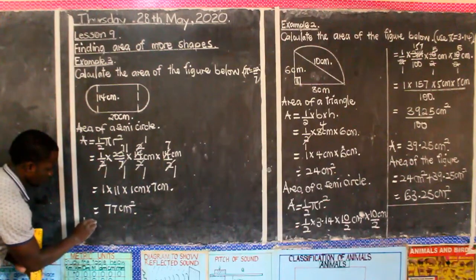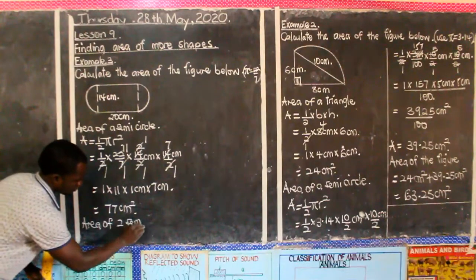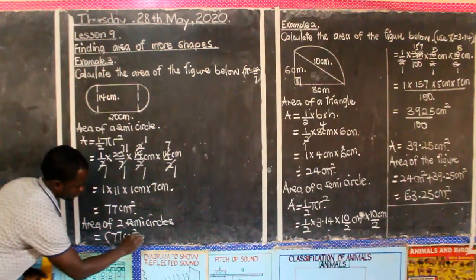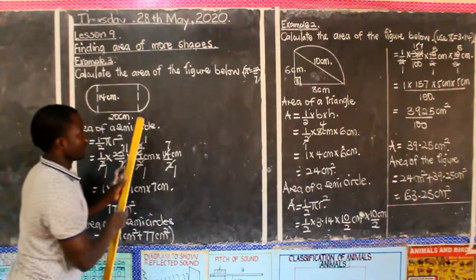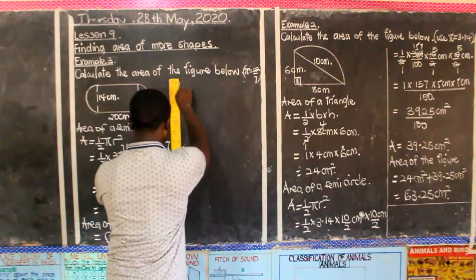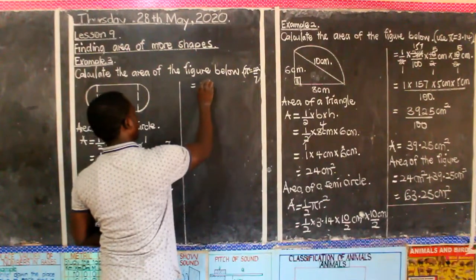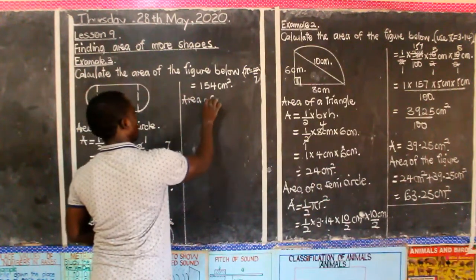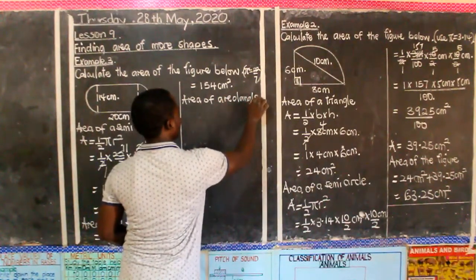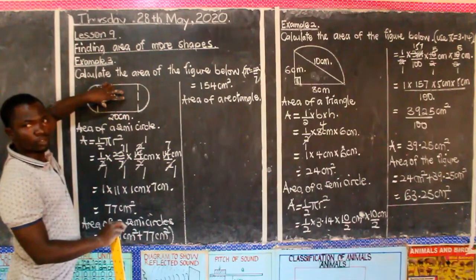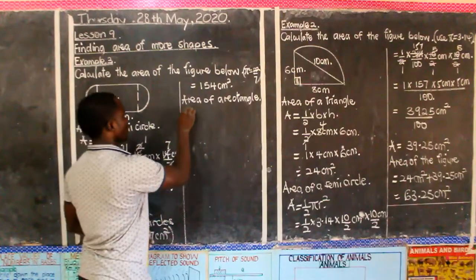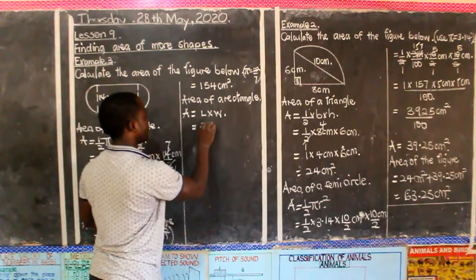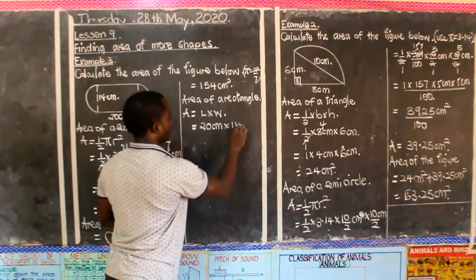So I'll say area of 2 semicircles. They will give us 77 square centimeters plus 77 square centimeters. 77 plus 77 shall have 154 square centimeters. Then we go to area of a rectangle. Area of a rectangle, this is the rectangle I'm talking about. And the rectangle is having length and then width. So area equals the length times width. The length of this rectangle is 20 centimeters times the width of 14 centimeters.